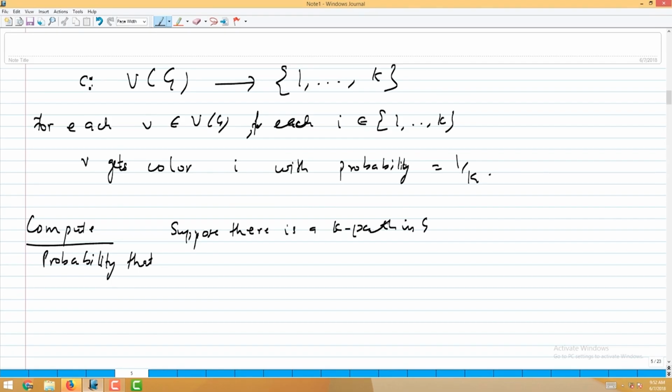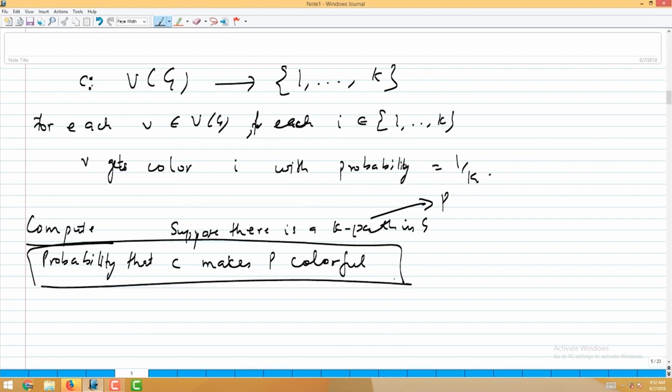Right? So let's say this path is P. We want to compute the probability that C makes P colorful. This is the probability that I want to compute. Okay. The experiment is clear. I have told you what I want to compute. Now what is this probability? k factorial by k power k. Why?